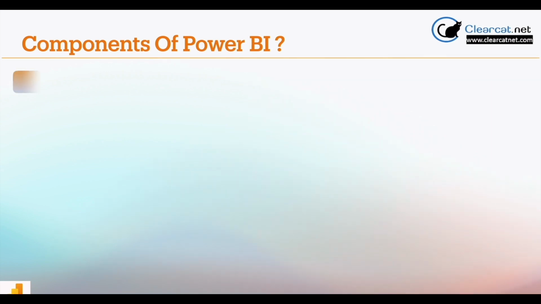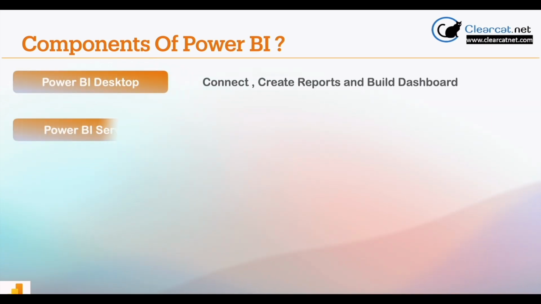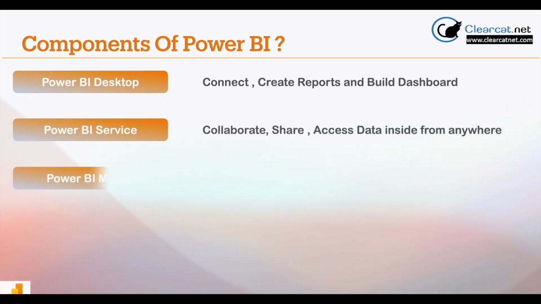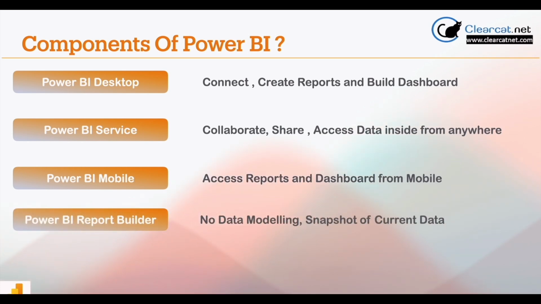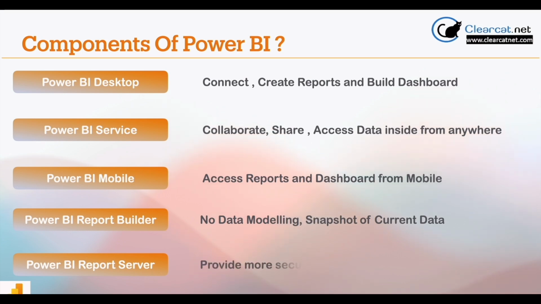Components of Power BI. There are a total of 5 main components in Power BI. Power BI Desktop, the tool on which we are going to work very shortly, helps us to connect, create reports and build the dashboard. Power BI Service: collaborate, share, access data insights from anywhere. Power BI Mobile: access reports and dashboards from your mobile. Power BI Report Builder is a kind of snapshot of current data for the client. No data modeling is involved here. Power BI Report Server is for sensitive data. Power BI provides its own server for security reasons on sensitive reports.